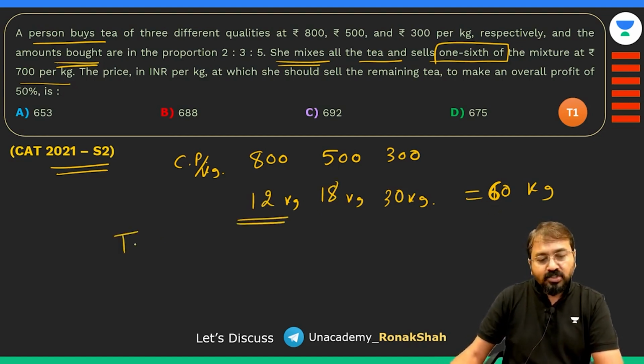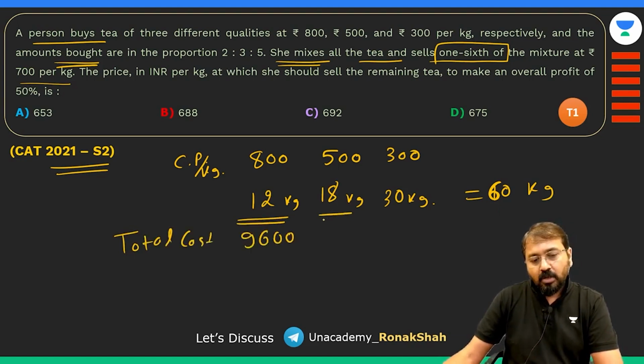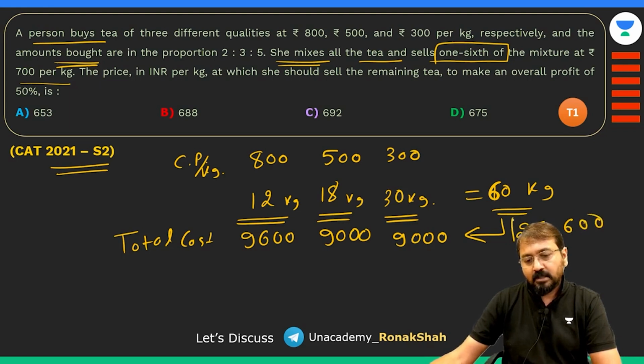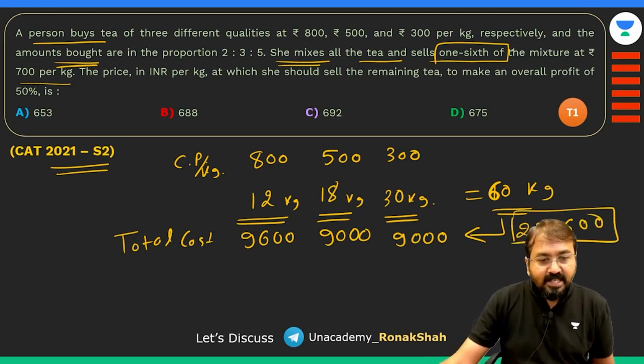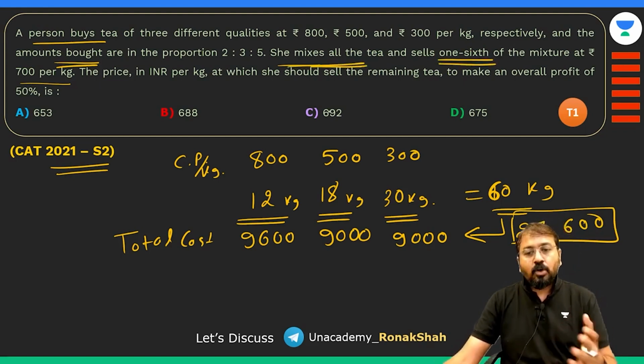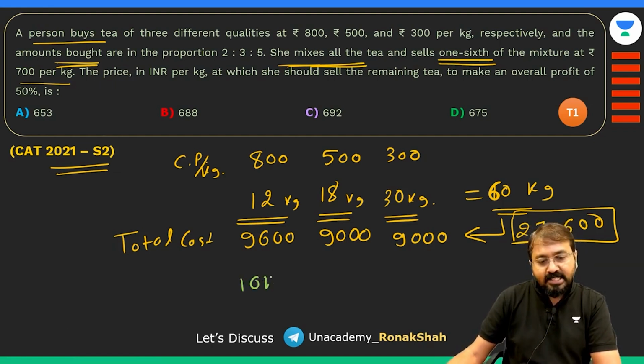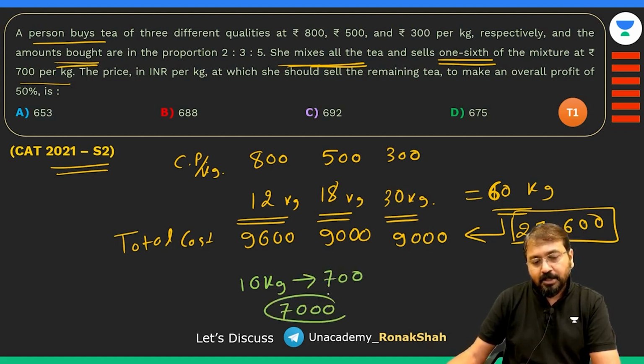Now what is my total cost? My total cost is 9600 rupees, 9000 rupees, and again 9000 rupees. Very easy to calculate this, right? For this 60 kg, if we add, the total cost will come out to be 27,600 rupees. Now it says that she mixes all the teas and sells 1/6 of the mixture at 700 rupees per kg. So she is selling 1/6, that is 10 kg at 700 rupees per kg. So definitely she'll get revenue of 7,000 rupees.